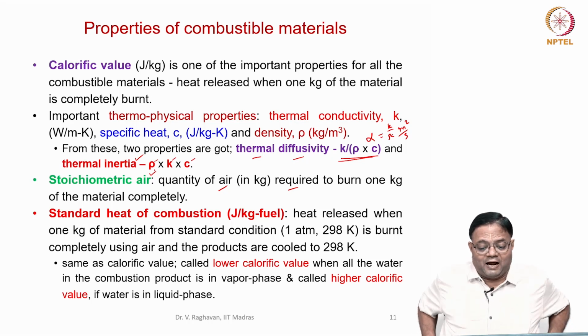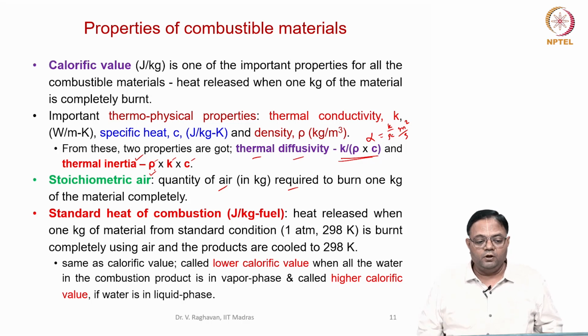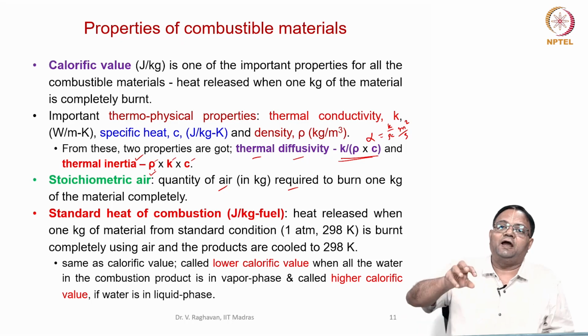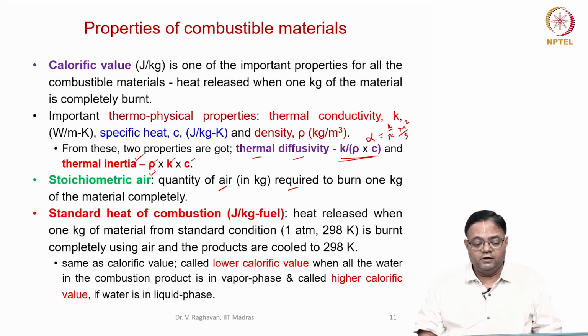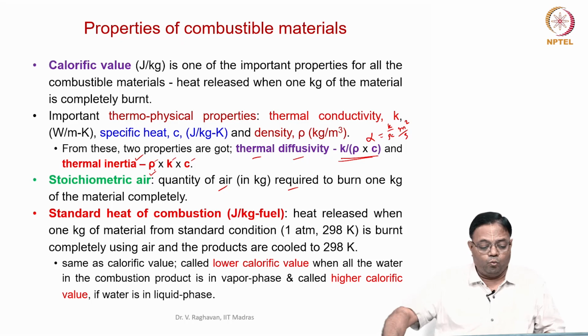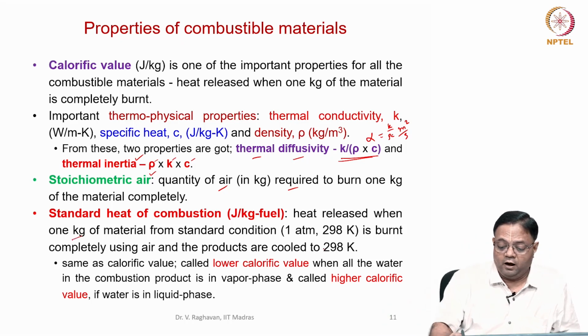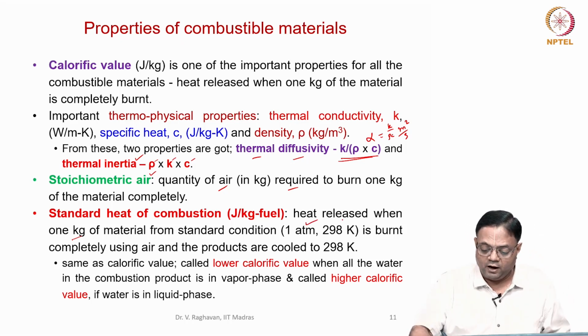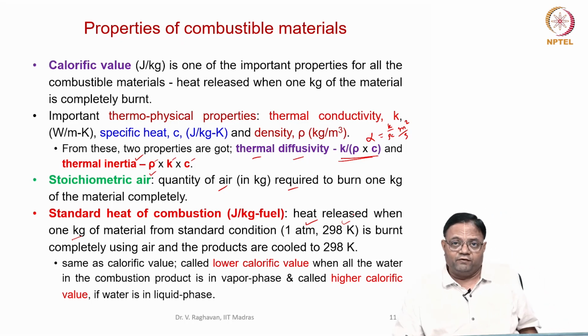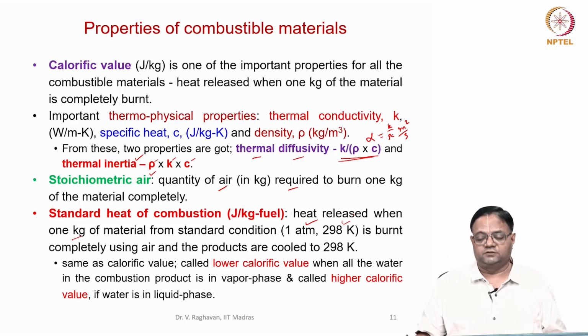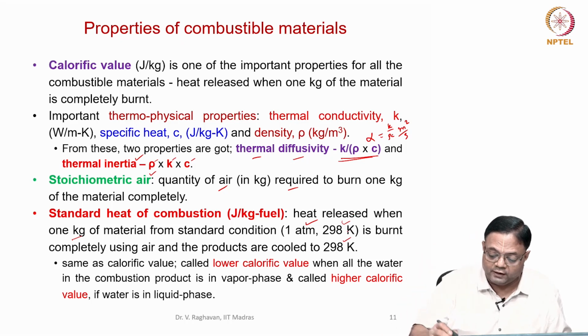Then you have standard heat of combustion. See, standard heat of combustion specifies the way the particular quantity is measured. It is the heat released when 1 kg of material which is in a standard condition burns. What is standard condition? 1 atmospheric pressure and 298 Kelvin. This is the condition at which the reactants are present first, then products are formed. Then the products are also cooled to 298 Kelvin.